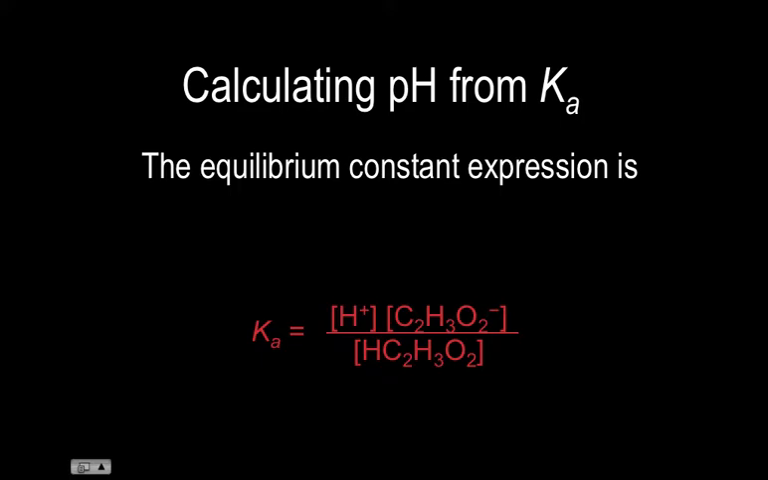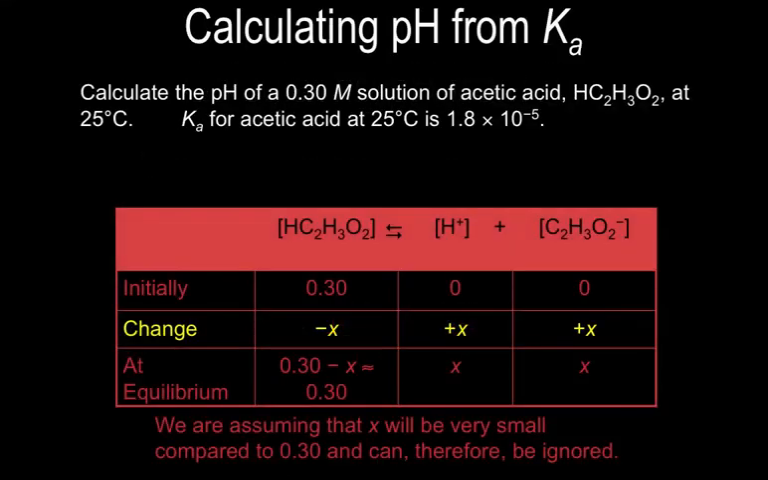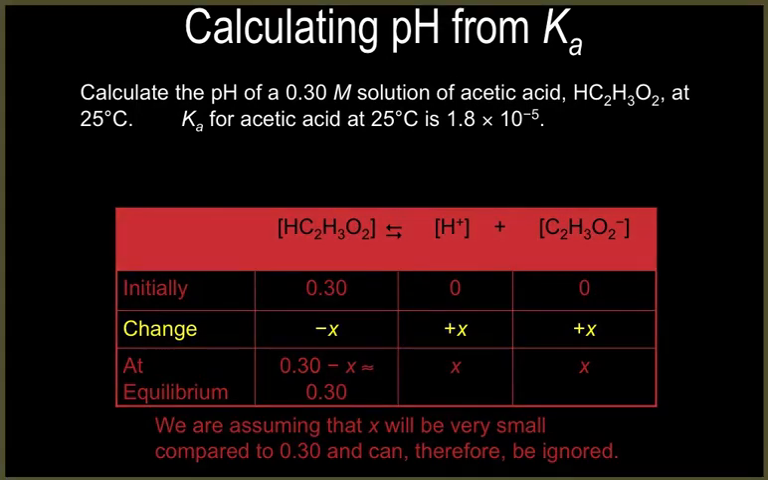So the first thing we can do here is set up our Ka expression. I'm still taking products over reactants from the dissociation that you saw on the previous page. From there, I can set up an ice table. This is my ice table, and again, it shows the dissociation, how the H+ comes off and you're left with the C2H3O2 minus. The initial concentration goes in the initial box on the ice table.